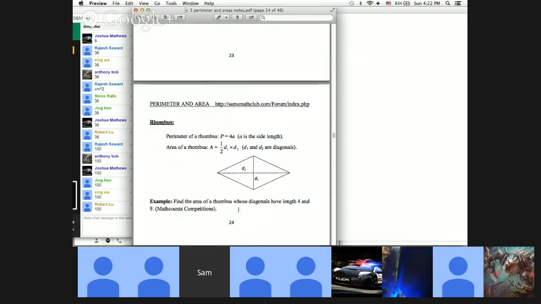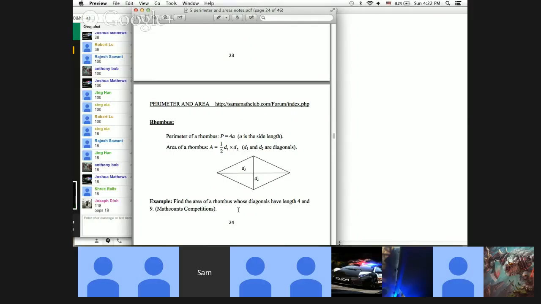Okay. So let's try this one. Find the area of a rhombus whose diagonals have lengths 4 and 9. Right. Nice job, everybody. Answer is 18. Kind of self-explanatory. Just multiply the diagonals and divide by 2.